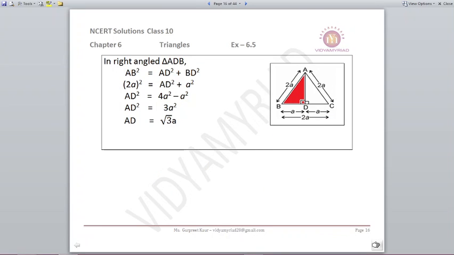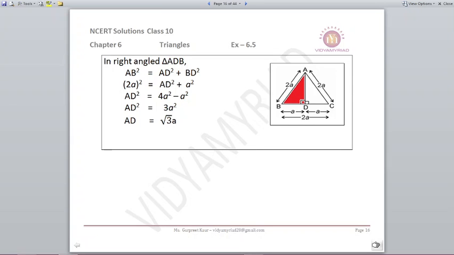So now let's take my right angle triangle. You can choose any one. I have taken the red part, ABD. In this case, AB square is equal to AD square plus BD square. So AB I know is 2A. AD square I have to find out.